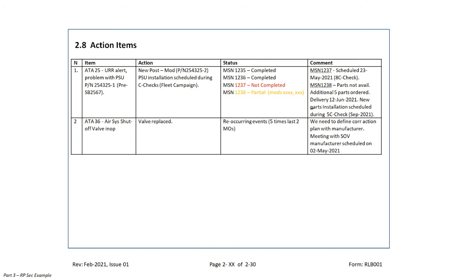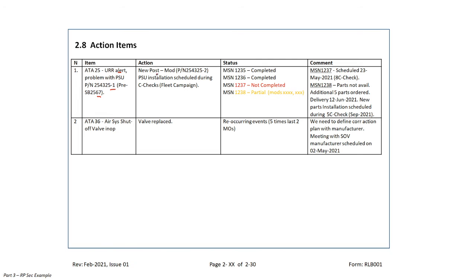Next subject, 2.8, action items. Actually, this is the last subsection in our summary section. Again, very quick, not spending too much time. This is quite straightforward. Number one item, 8825: we had some high-level removals which reached alert level. Problem with PSU, part number 254325-1, which is pre-SB 2567.